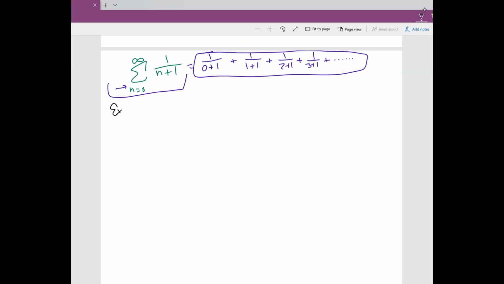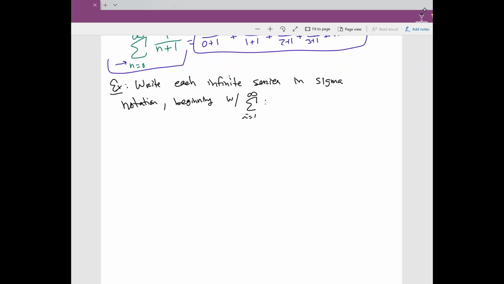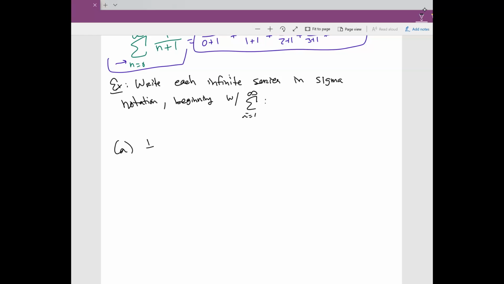Okay, so here's my first example. Write each infinite series in sigma notation, beginning with the sum where i goes from 1 to infinity. So that's how you want to start it off. So we're going to do the first one. We have 1/3 plus 1 over 9 plus 1 over 27 plus 1 over 81, and then we continue.